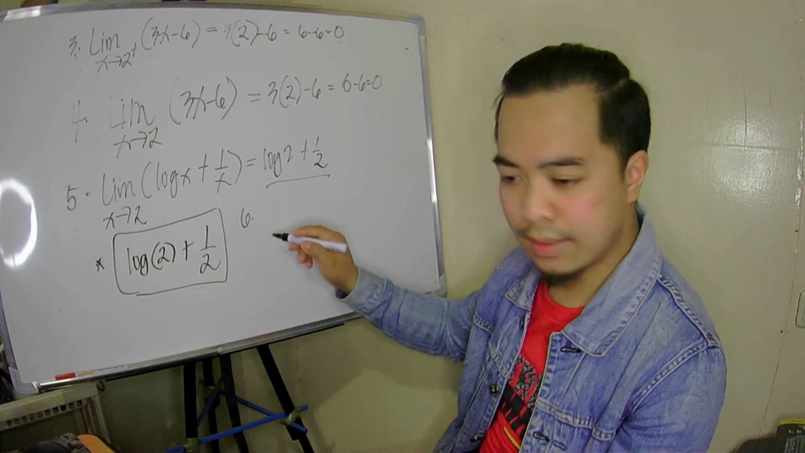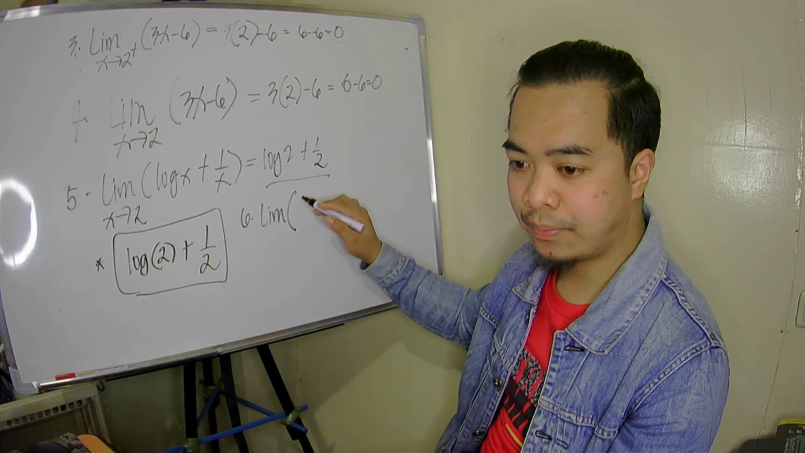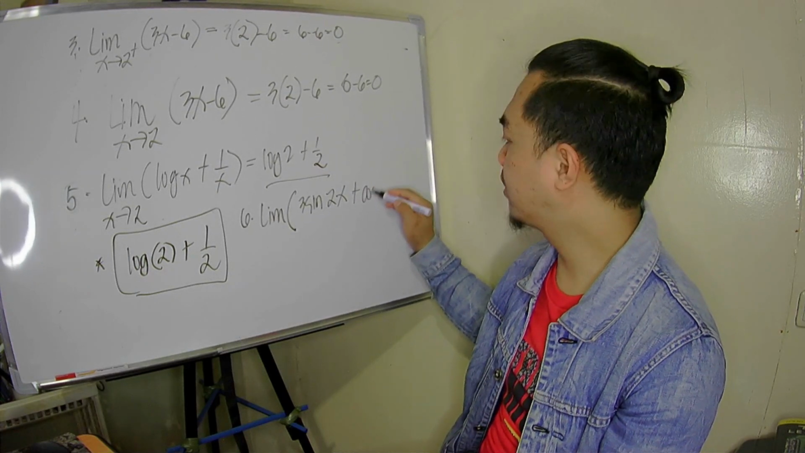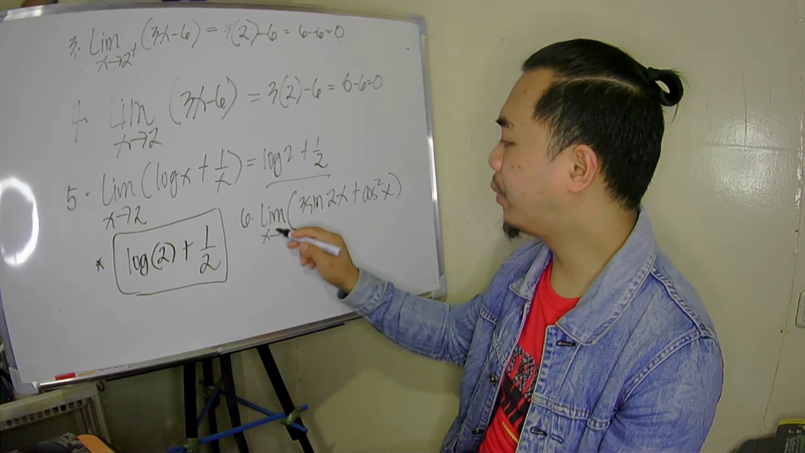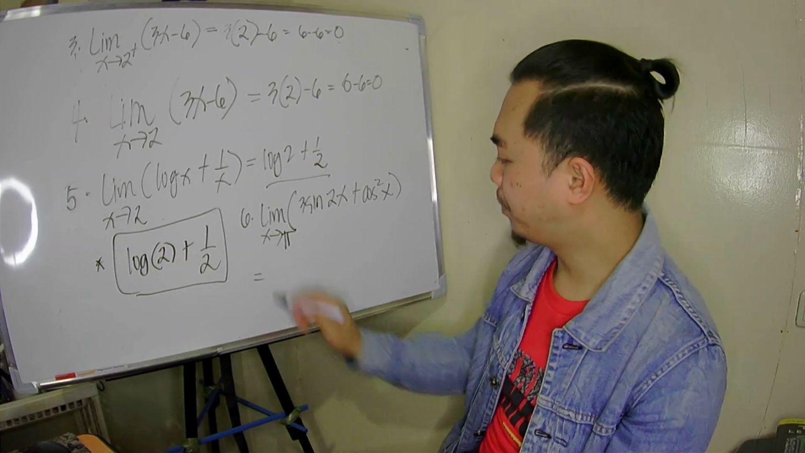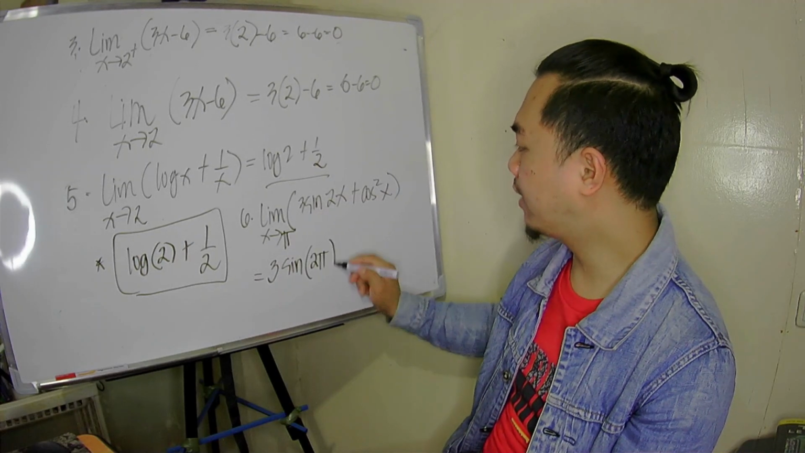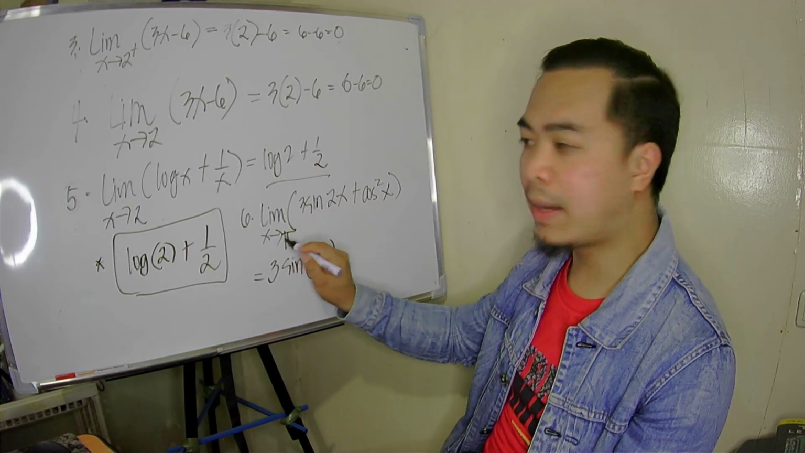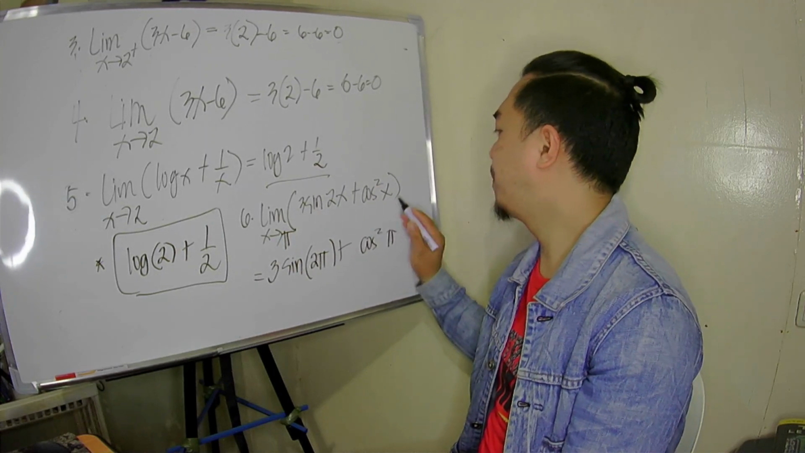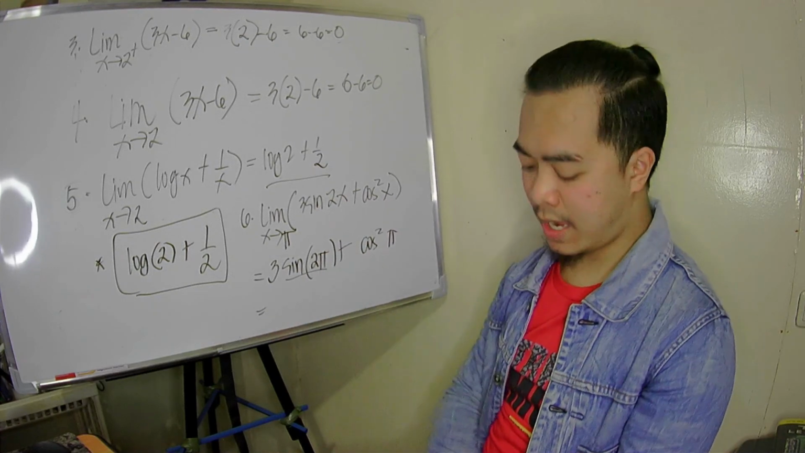Number 6, it involves trigonometric functions. 3 sine 2x plus cosine squared x as x approaches pi. O, substitution ulit. 3 sine 2 pi, that's 2x. So if we substitute pi, 2 pi plus cosine squared pi. Palitan natin ang x ng pi. Ano ba ang sine ni 2 pi? Anyone?